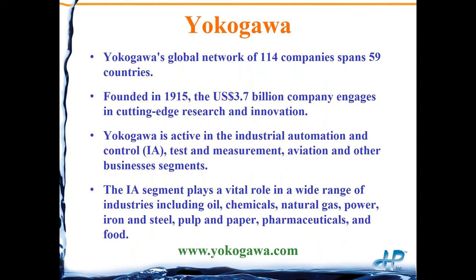So let's get a little bit of background information on both companies. Yokogawa is a huge global network of 114 companies covering basically the entire world, 59 countries. They were founded in 1915. The U.S. company is a huge company, as you can see, $4 billion a year, and they engage in cutting-edge research and innovation. They're extremely active in industrial automation and control (IA), testing and measurement, aviation, and other business segments.